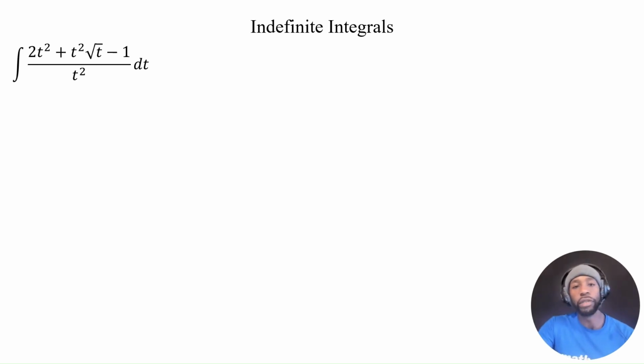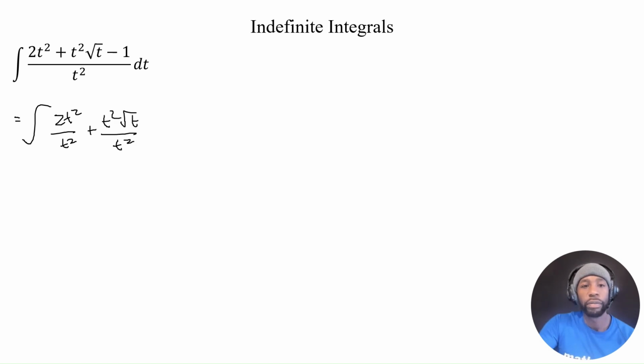Now let's take the integral of this function, 2t squared plus t squared times the square root of t minus 1 over t squared dt. First thing I want to do is split all these up because you can see we're going to be able to do some simplification here. So it's going to be the integral of 2t squared over t squared plus t squared square root of t over t squared minus 1 over t squared dt. See those t squareds, they cancel. So it's going to be the integral of 2 plus the square root of t.